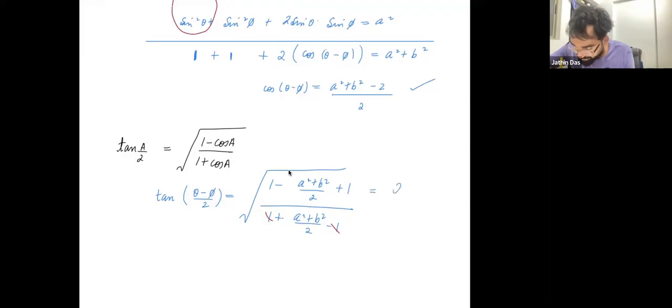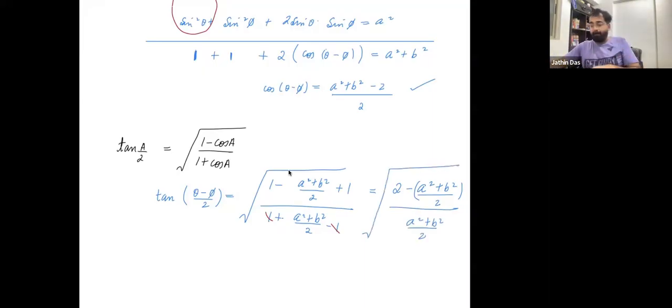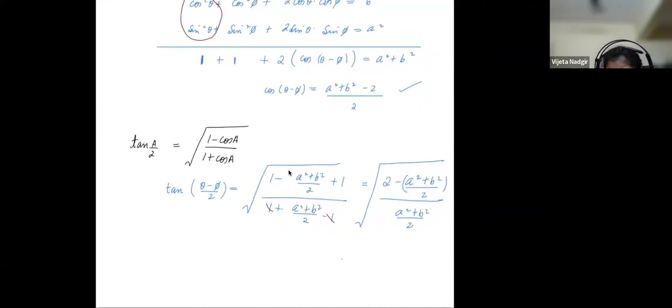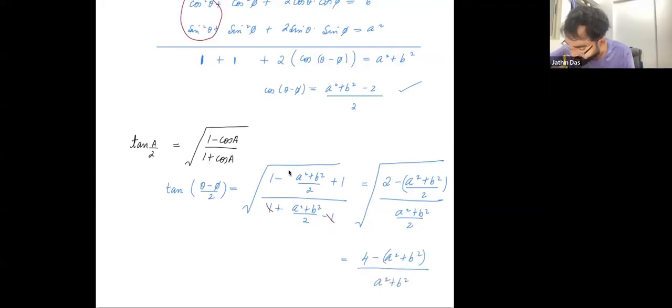So you will get 2 minus a square plus b square by 2 divided by a square plus b square by 2. And then I think you can simplify it. And 2 is a common LCM which will cancel out. So we got this as the answer.